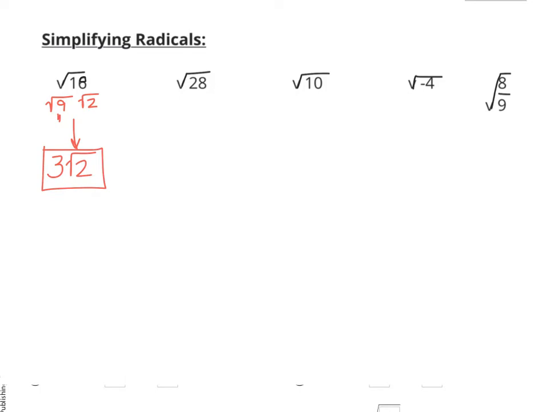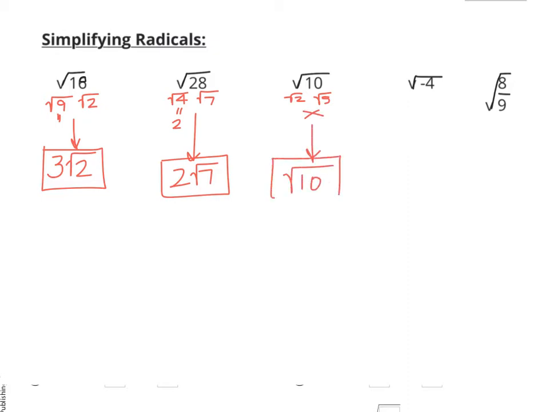All right, similarly with 28, we're going to think about, is there anything that goes into 28? Well, I know 4 does. That's a perfect square. So 4 times 7 is 28. Well, the square root of 4 is 2, which must mean that this is equivalent to 2 square root 7. Okay, 10. I can't think of any perfect squares that go into 10. The only things I can think of are 2 and 5, and neither of those are perfect squares. So the only thing I can do with the square root of 10 is just write it as the square root of 10. It doesn't get any simpler than that as far as simplifying goes.